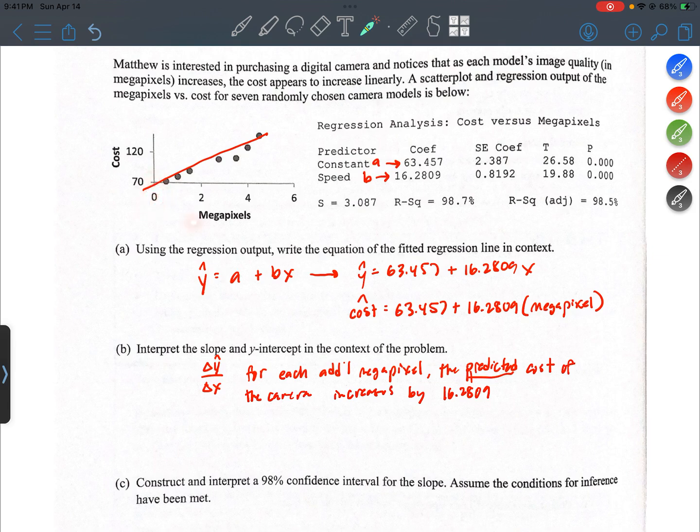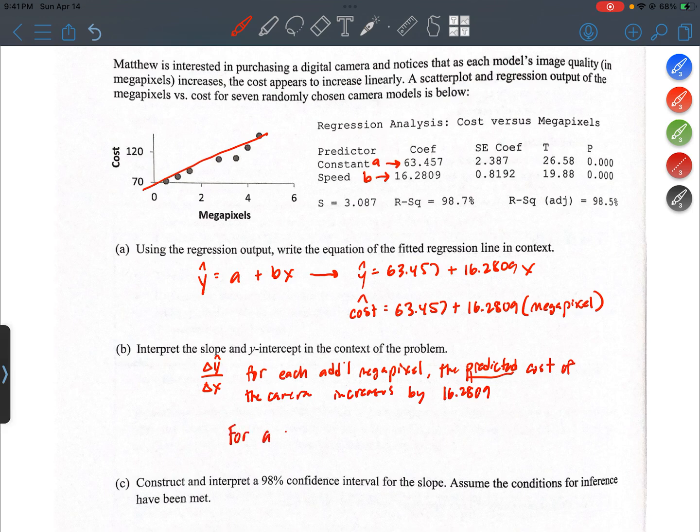The y-intercept is the point of our regression model where the x value is 0. So when a camera has no megapixels, the model still will predict its cost, even though, what is a camera if it doesn't have any megapixels? That doesn't make any real world sense, but we can still write the interpretation.